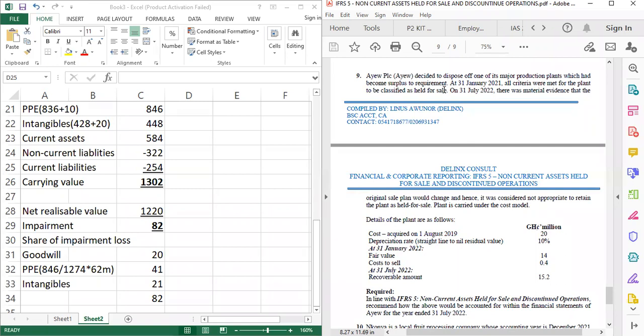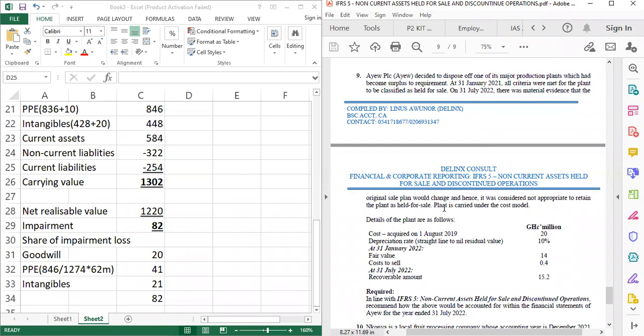Let's move on. So at 31 December 2021, all criteria were met for the plant to be classified as held for sale. Okay, on 31 July 2017, there was material evidence that the original plan will change, and hence it was considered not appropriate to retain the plant as held for sale. Plant is carried under cost model.